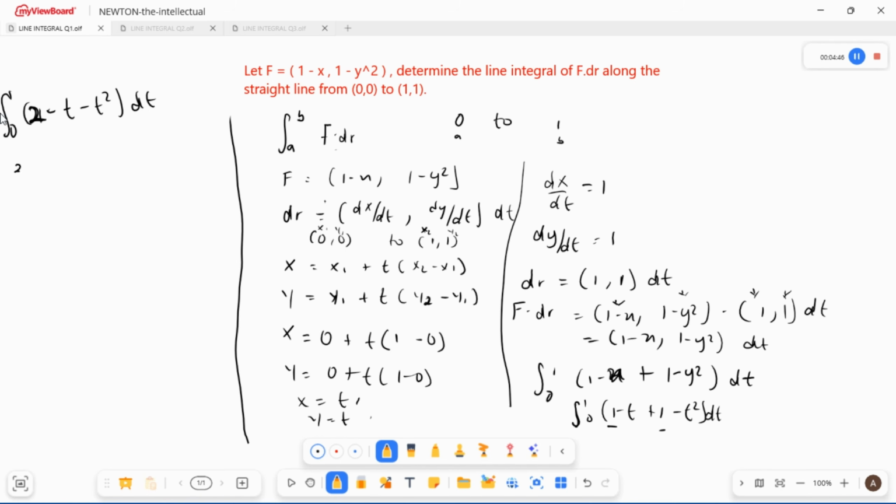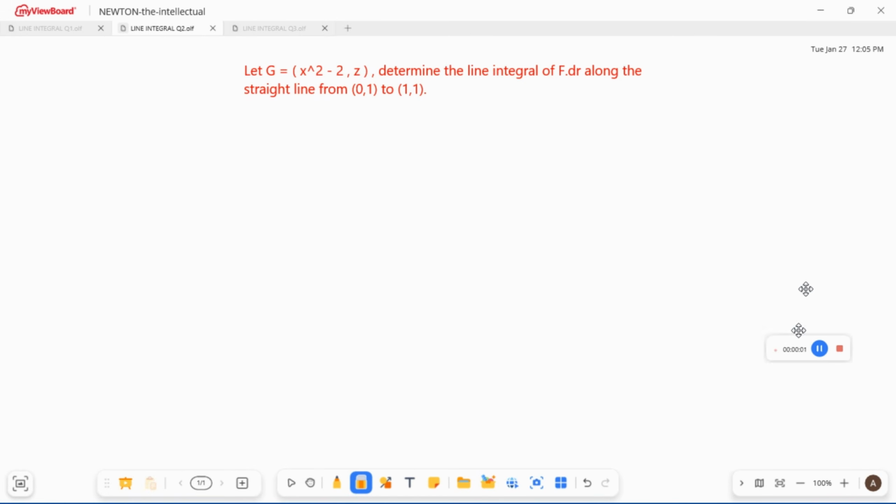So we now have 2t minus t squared over 2 minus t cubed over 3 for our limit from 0 to 1. Then we just input our limit. So we have 2 times the bracket 1 minus 1 squared over 2 minus 1 cubed over 3. Then we have this. Right, so you can pause the video to try out question two.